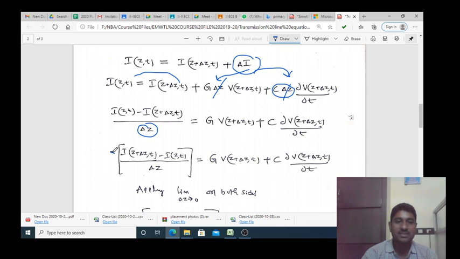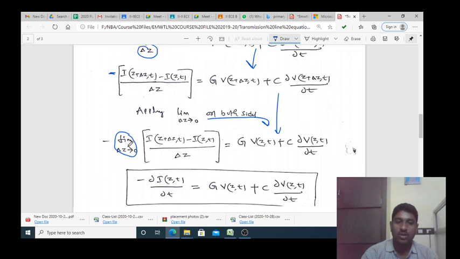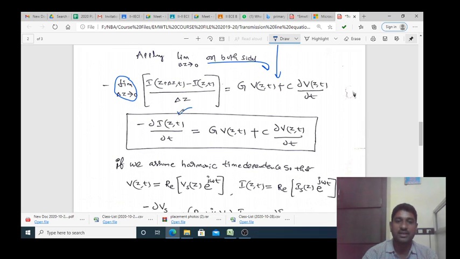Again, by taking the minus symbol here, the same term will be written here, and apply the limit del z tends to 0 on both sides. On the right side there is no del z term, so the limit is not applicable to the right side. In the left hand side we have applied del z tends to 0. Now this becomes the basic definition of differentiation, that is minus dou I by dou z, and the remaining terms are written here. This is equation number 2, which is obtained by applying KCL on the node.